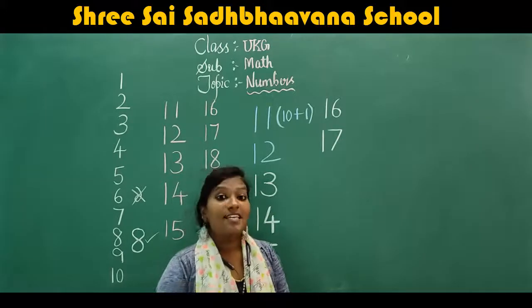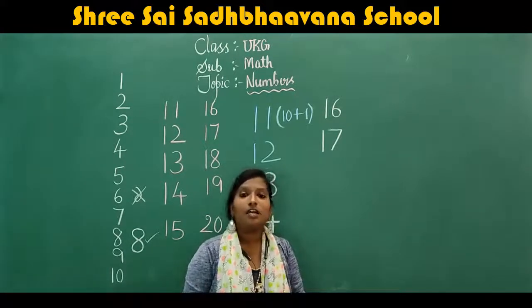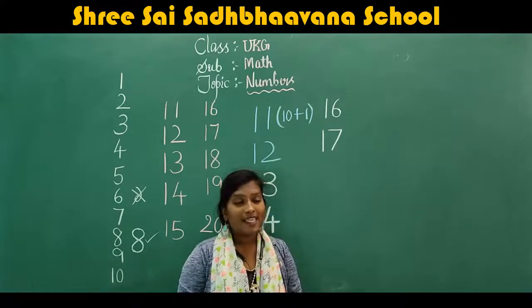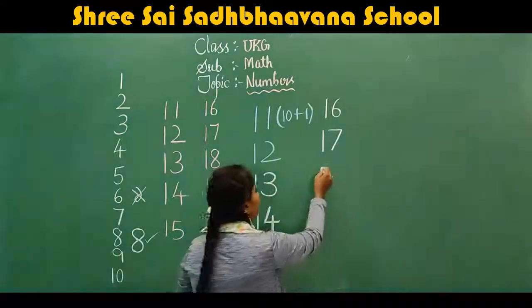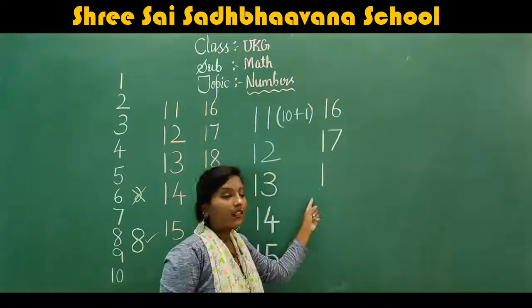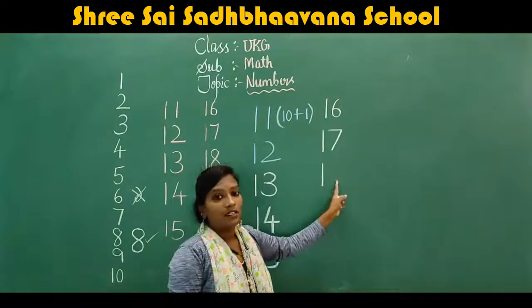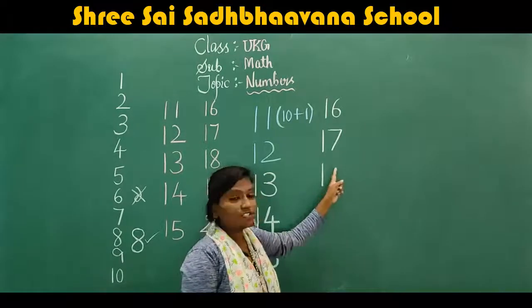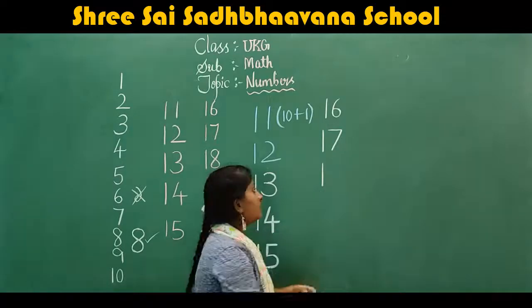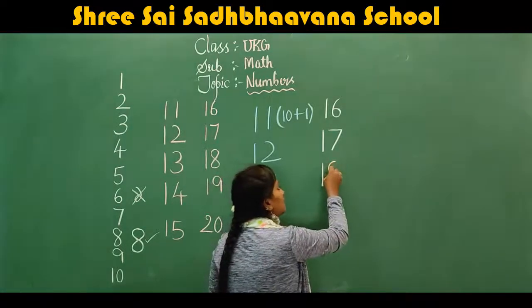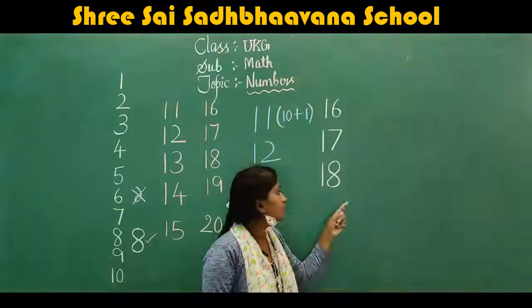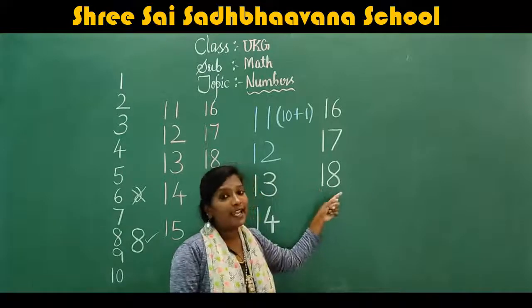And next, after 17, which number will come? After 17, yes, number 18. Then how to write number 18? Yes, 1, 8, 18. Number 1, and next we have to write number 8. Then how to write 8? Yes, right curve, left curve, right curve, left curve. It's called number 8. 1, 8, 18.